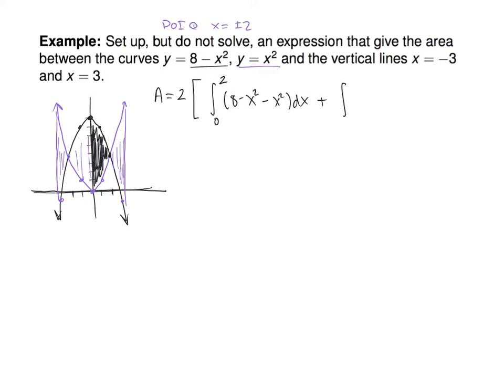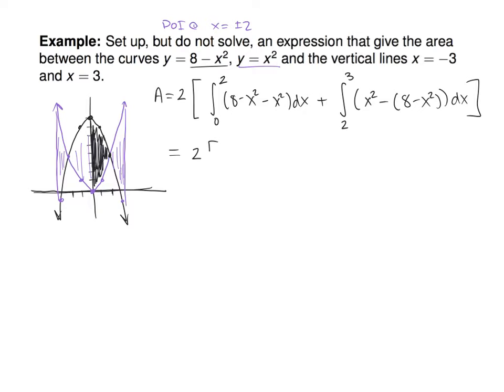Plus, where does your next integral go between? 2 and 3. And in that case, your upper curve is the purple one, right? Which in this case is x squared minus the quantity. If you're going to make a mistake, it's going to be forgetting parentheses. Do you agree with that? It's a commonplace mistake.